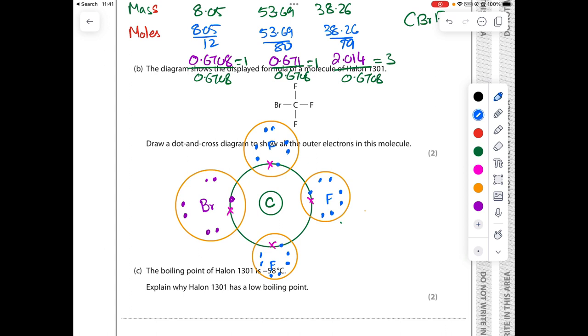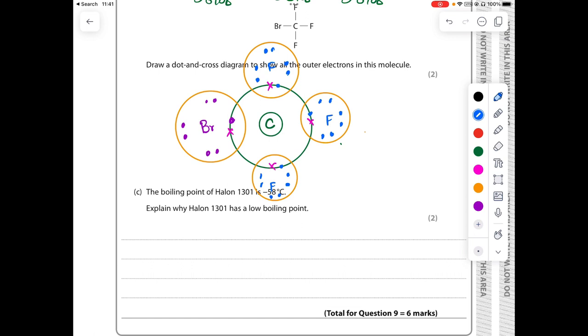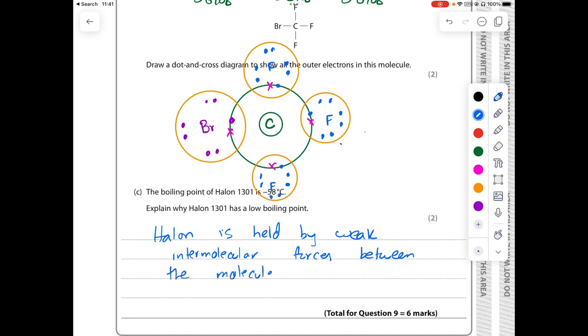The boiling point of halon is this one. Explain why halon 1301 has a low boiling point. Because it is held by weak intermolecular forces between the molecules. Little energy is required to overcome the forces.